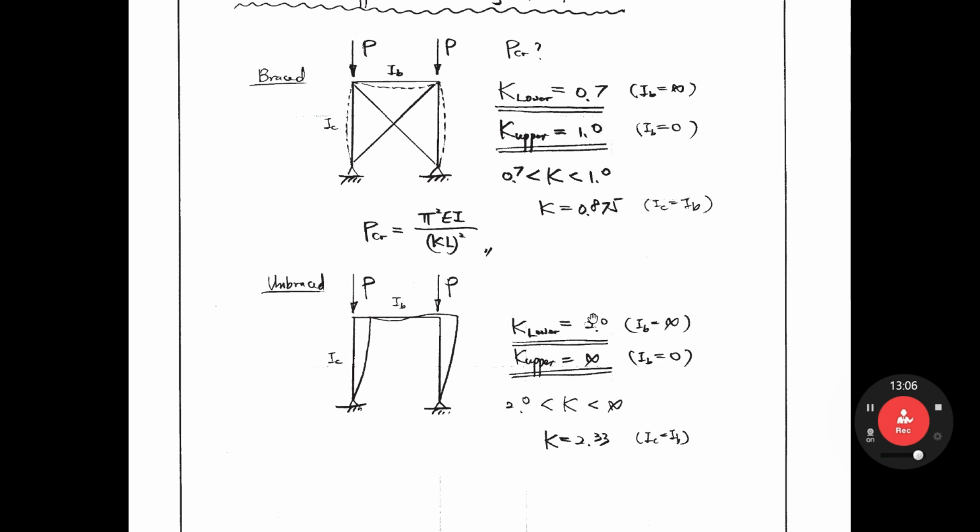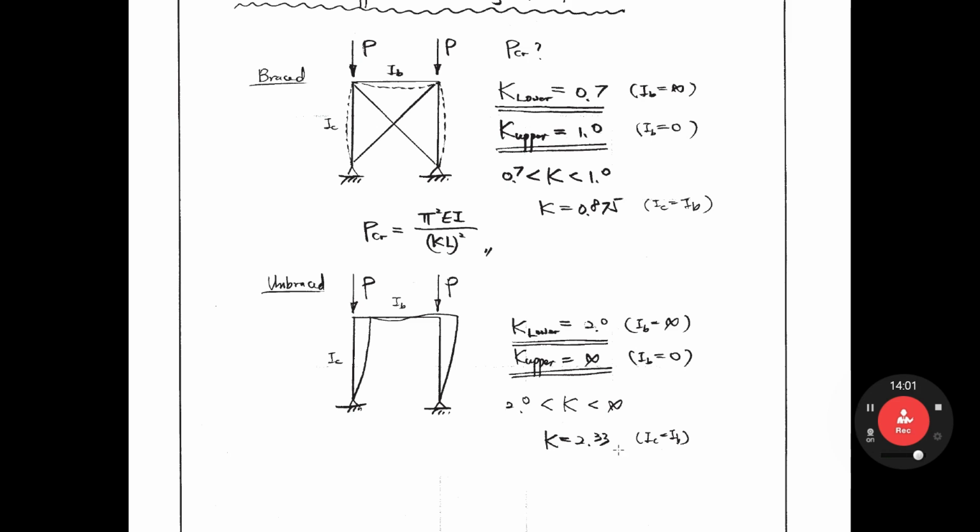So K equals 2. If IB equals 0, that means the rotation is free. There is rotation and there is side sway also. So it is an unstable structure. Free rotation and then free side sway. So unstable means the K factor is infinite. So the range of the K factor is greater than 2.0, less than infinity. If IC and IB are equal, in that case K equals 2.33.